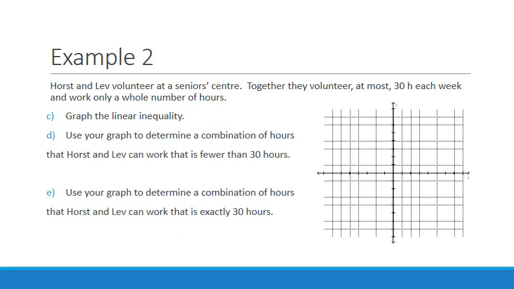All right, now they're asking us to graph this inequality. Once again, it was x plus y is less than or equal to 30. So when we do that, we know we want to isolate the y. So there is the equation for that boundary line. My slope is -1/1. My y-intercept is 30.